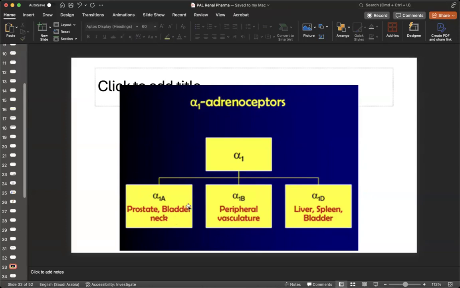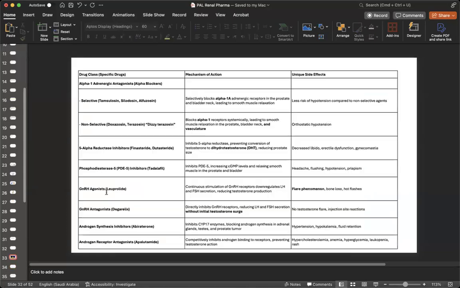Okay. Now, if you inhibit the alpha-1A receptors, it's going to lead to what? Prostate and bladder neck muscle relaxation. Remember what I say, muscle relaxation. Okay. And make sure you know the pathophysiology of BPH. BPH leads to enlargement of the prostate in the transition zone. I think it's the transition zone, double check that.